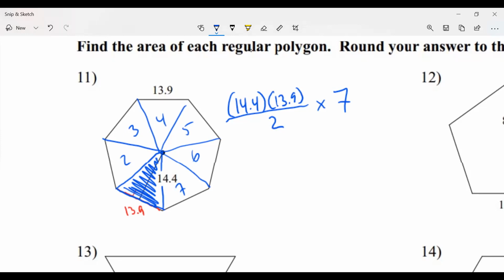Now this one, I'm just gonna type in on the calculator. I'm just gonna go 14.4 times 13.9 divided by 2 times 7. So notice I just went straight as I read this. 14.4 times 13.9 divided by 2. I didn't have to press equal. I just went times 7. My calculator tells me 700.56.